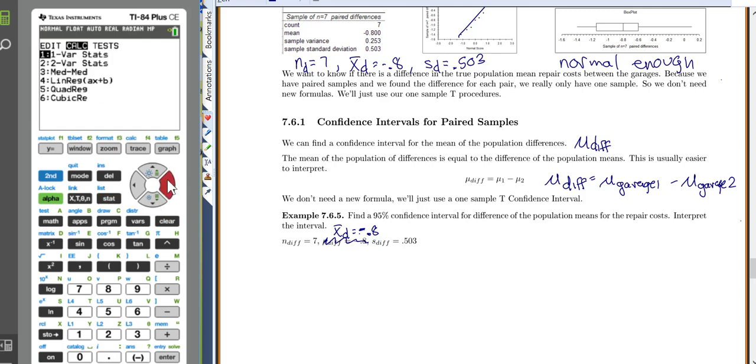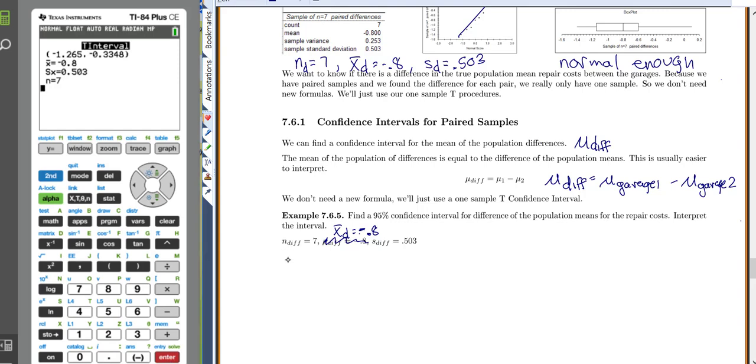But we need on our TI-84 to go to stats and tests. We want just a t interval. So here it is, number 8, t interval. We want to put in our summary statistics. x bar is negative 0.8. Our sample standard deviation is 0.503. Our sample size is 7. We want a 95% confidence interval, and calculate it.